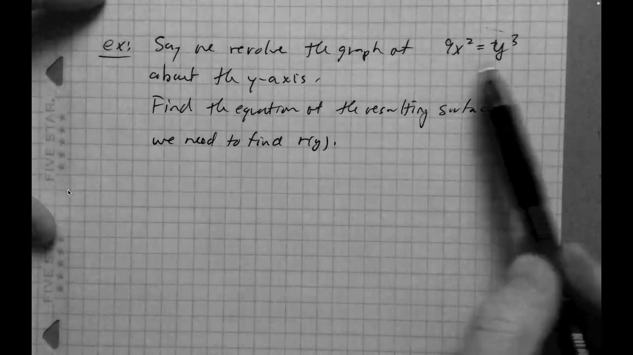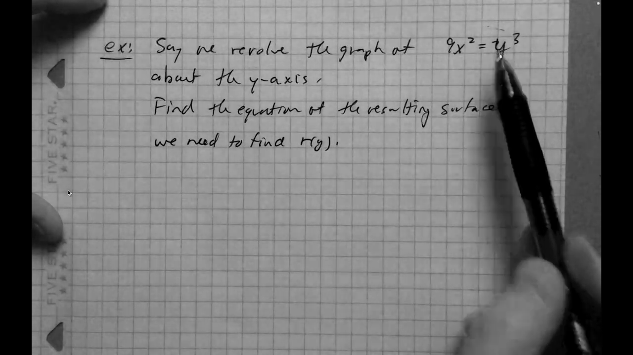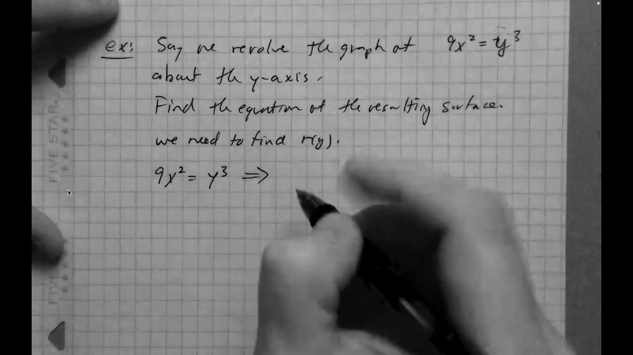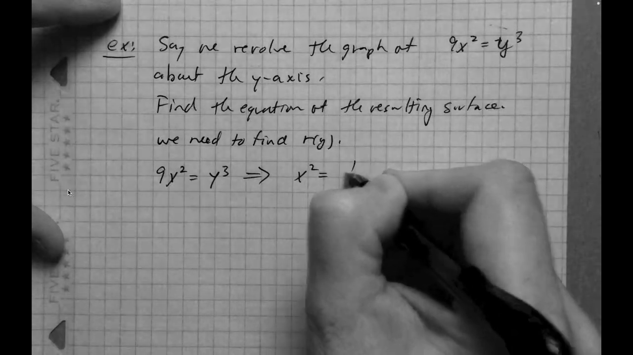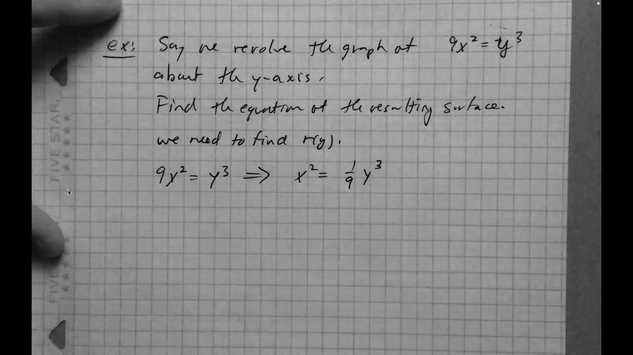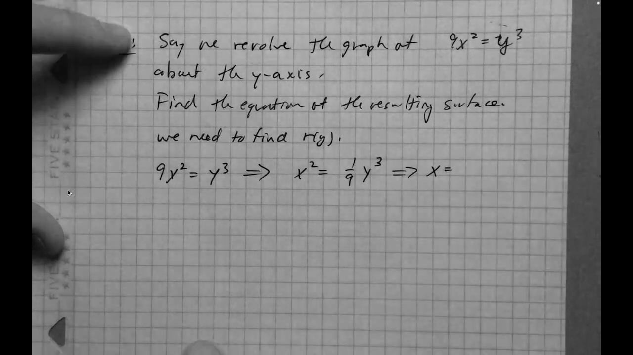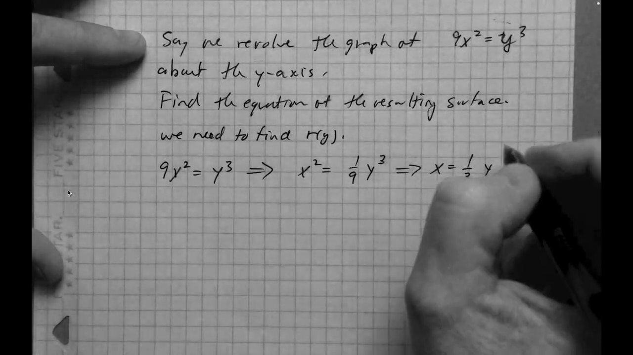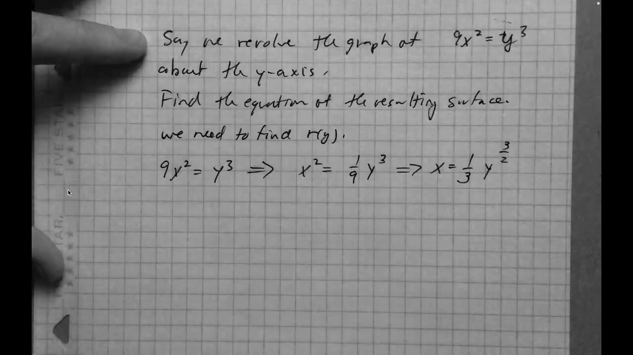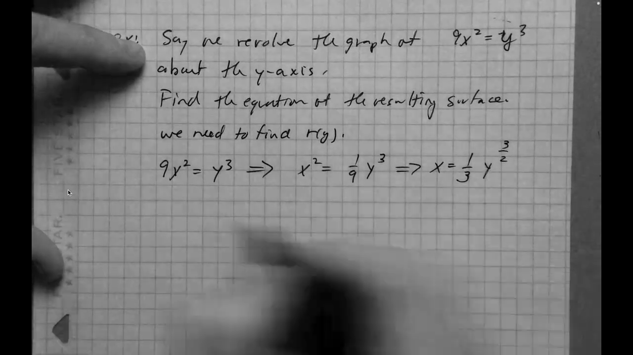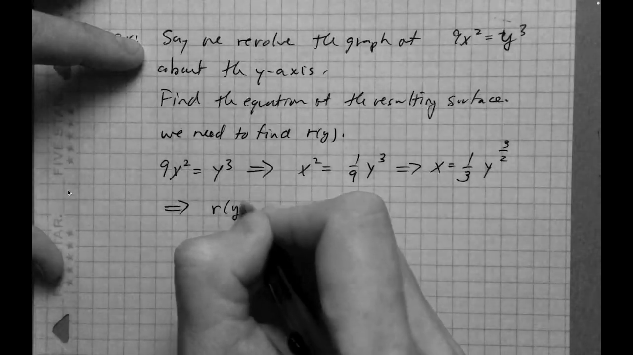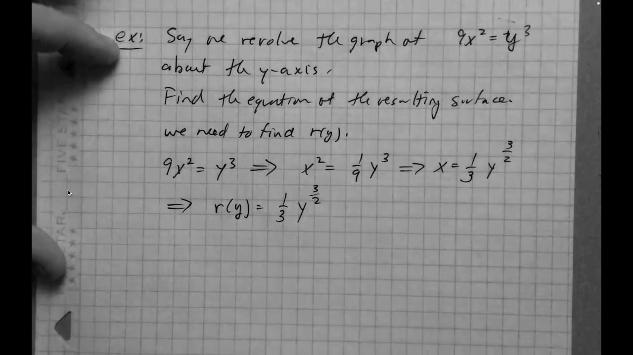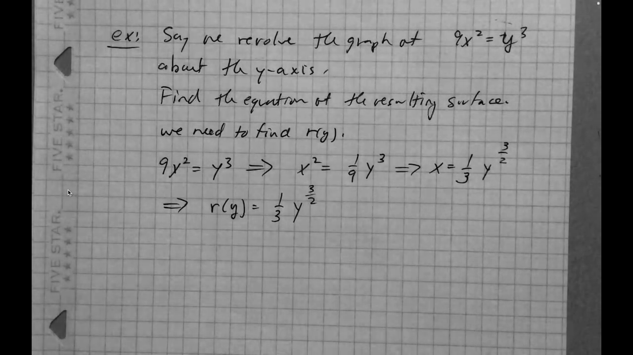Right, and all that really means here is that we want to solve for x. So 9x squared equals y cubed. Solve for x. That means x squared equals 1/9 of y cubed, and that means x is equal to 1/3 of y to the 3/2 power. So basically, we now know that r of y is 1/3 y to the 3/2.